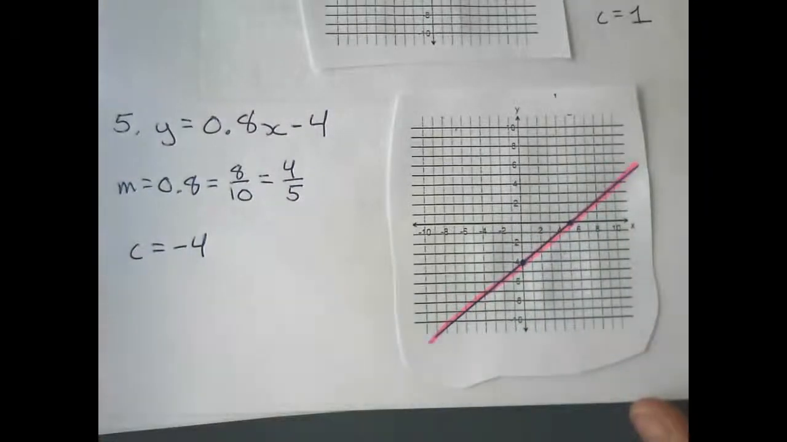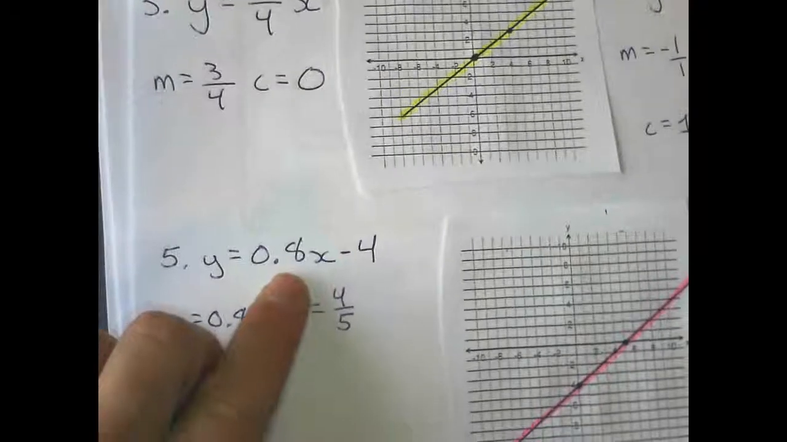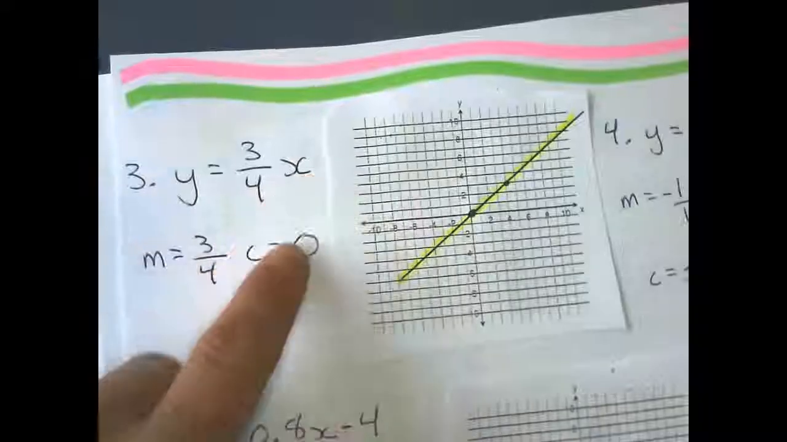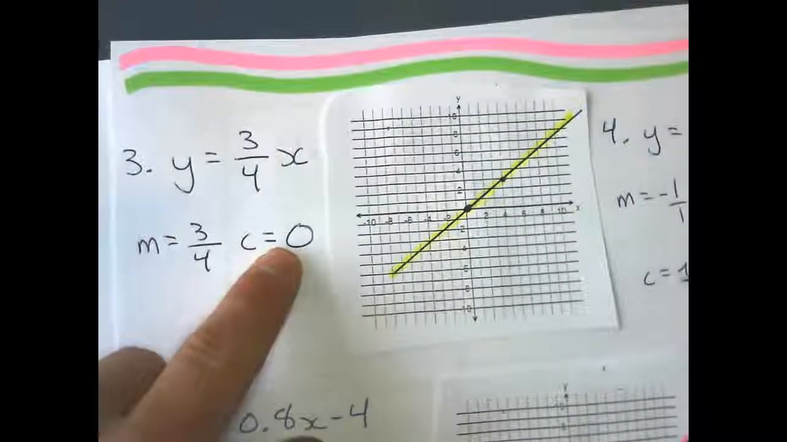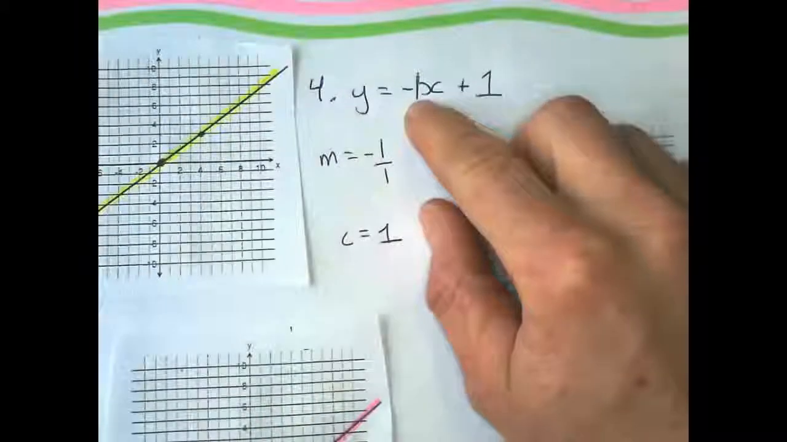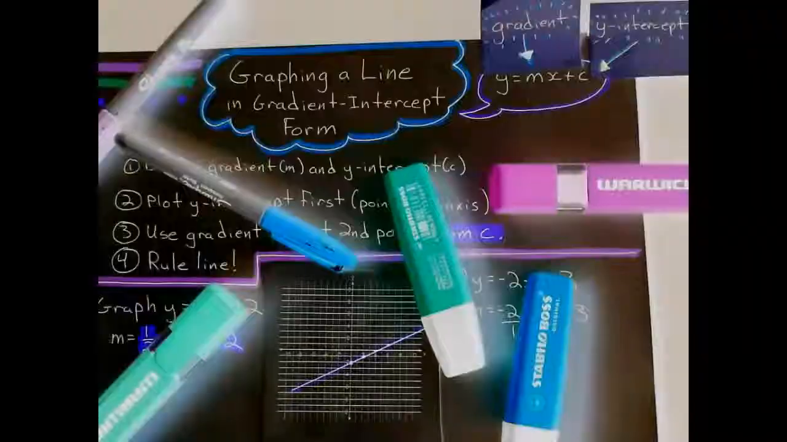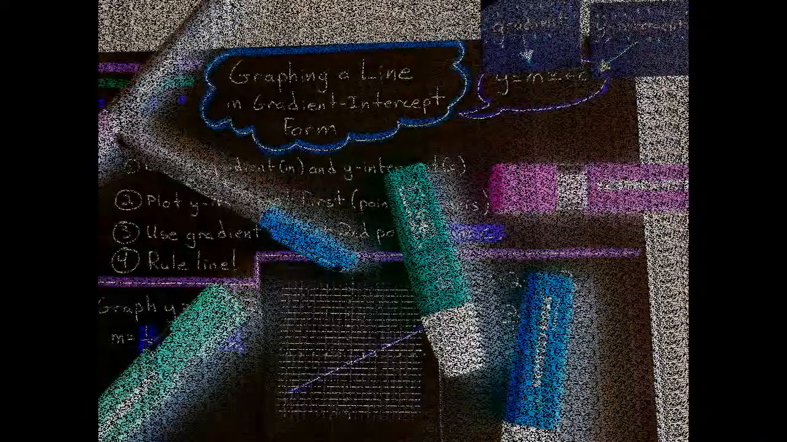Okay, so that'll get us started today. And all of these examples are ones that are already written in gradient-intercept form, so it's not too difficult to get the gradient and the intercept. If there's no constant term, then the intercept is 0. And if it's just an integer, we put that integer over 1 to get the rise over run. Okay? Good luck.